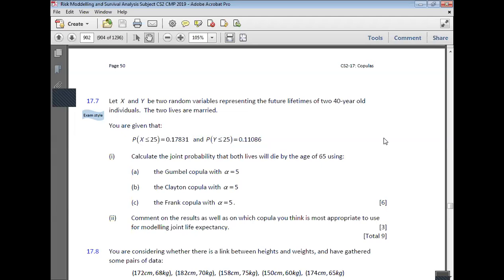No, ma'am, it's the same thing because the age is 40, right? Yeah, exactly right. So again, remember x and y do not represent the lifetime. X and y represent the future lifetime. So you have to read the question carefully. Because they're saying that these guys are already 40 years old, what you care about is age 25, because 65 minus 40 is just 25. And you know the U and V for 25, so now it's just a calculation.